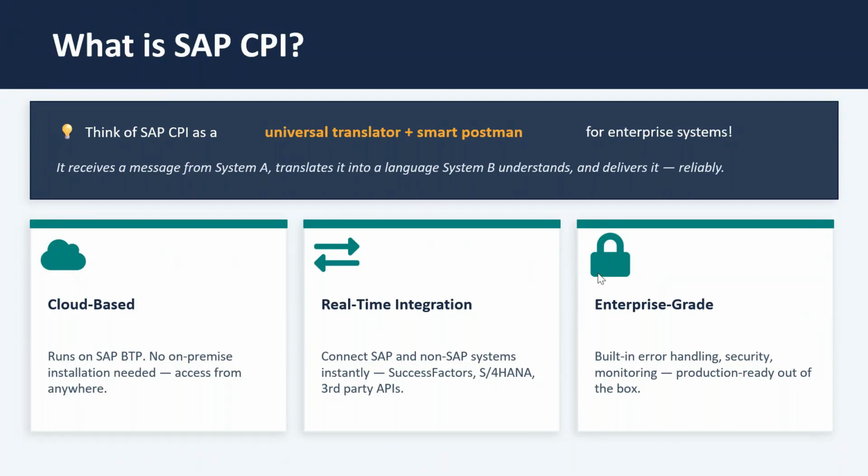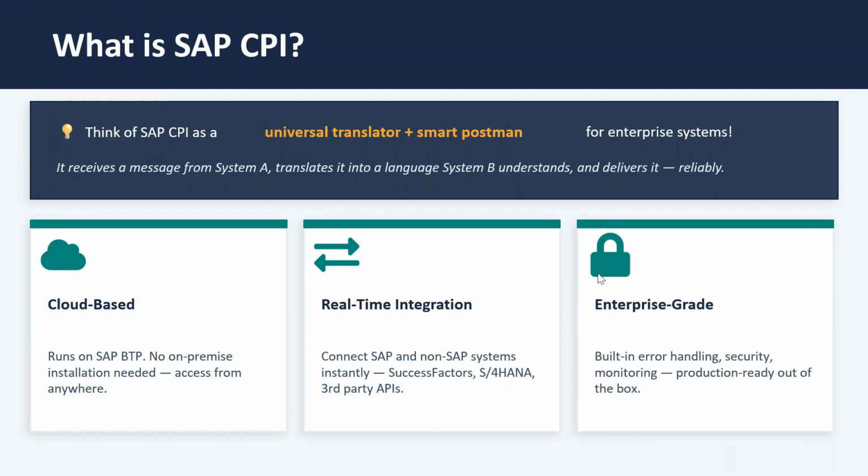Now, it is cloud based. It runs on SAP BTP, which is the main cloud platform of CPI, and there is no on-premise installation needed. You can open the web browser and you can run it anywhere if you have valid credentials, right? So there is real-time integration, connect SAP and non-SAP systems, SuccessFactors, S4HANA, third-party APIs, all those things. So it has better security and better error handling, production ready compared to any other middleware out there.